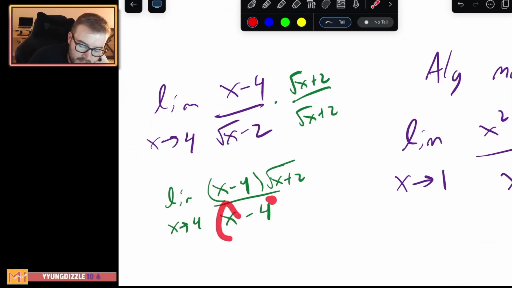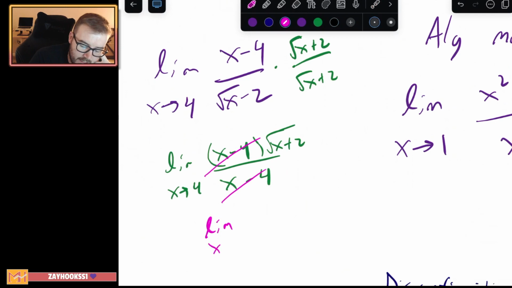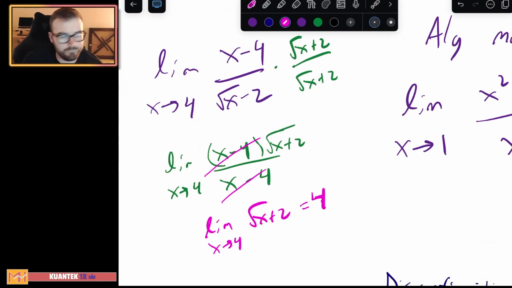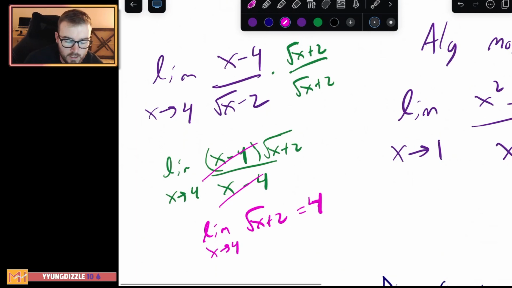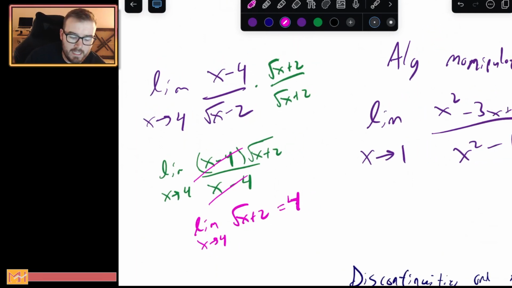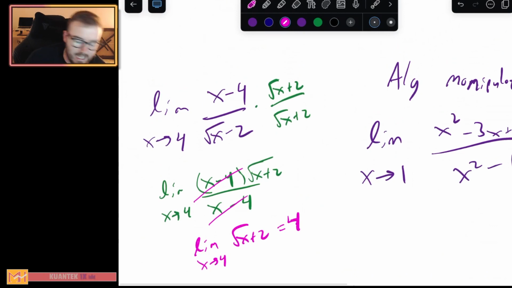So wait a minute, now this matches this. Oh, we love to see it. Go ahead and cancel that out, and you've got the limit as x approaches 4 of root x plus 2, and the answer is 4. Because you plug in 4, square root of 4 is 2, 2 plus 2 is 4. So sometimes you end up with that 0 over 0, and you gotta use some algebraic manipulation. You might be thinking, is that the only way?